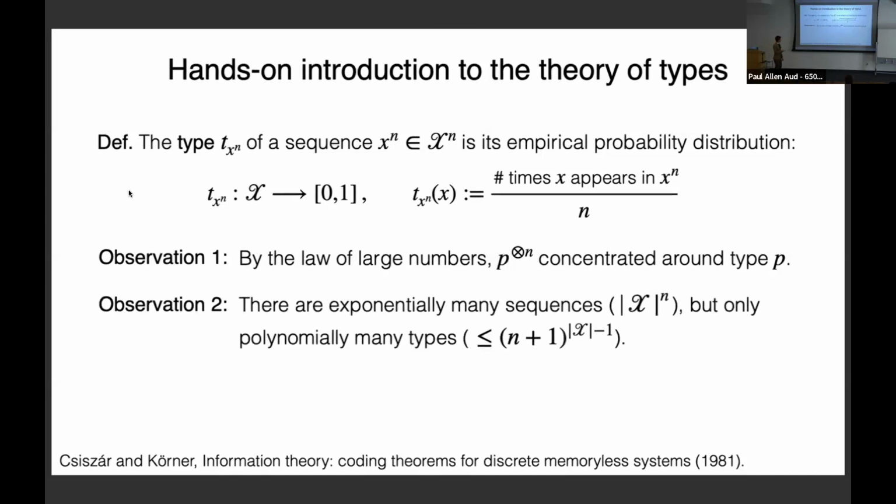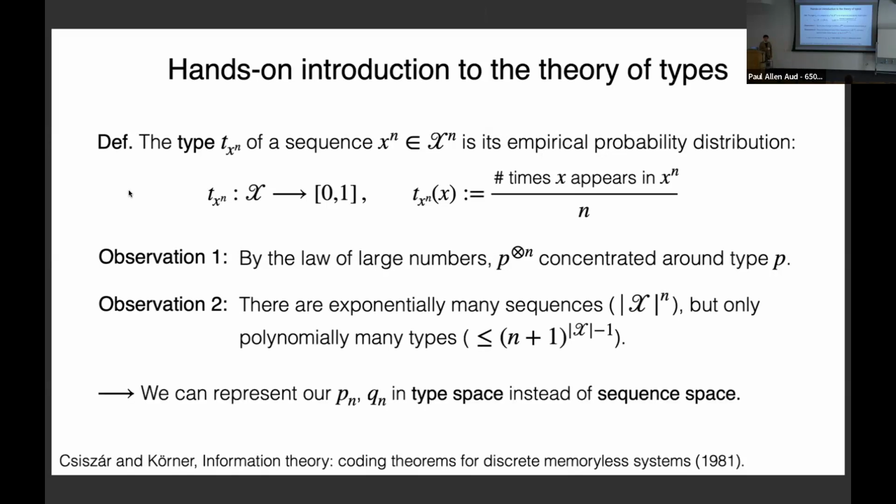Observation number 2 is that the set of sequences is exponential in n in size, but the set of types is only polynomial. And this is really the main observation behind this theory of types. There are very few types, so it's very important to make the analysis much easier. The set of sequences is just the cardinality of x to the n, but because of this permutational symmetry that's intrinsic in the definition of type, there are only polynomially many types.